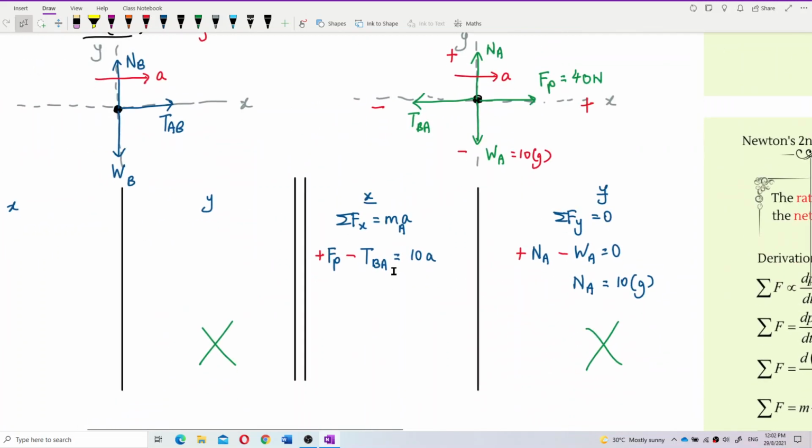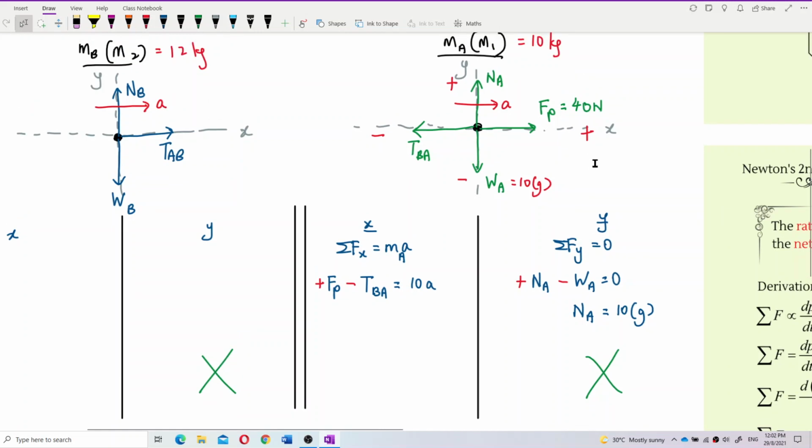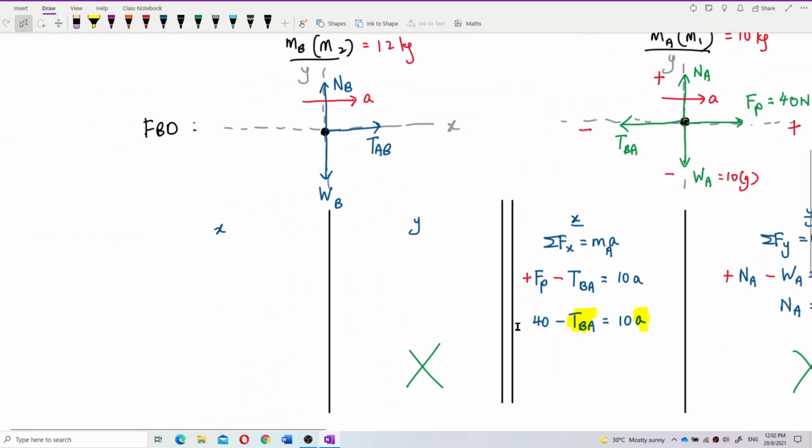Now look at the x component. The pulling force is 40 Newton. So put 40 minus TBA equal to 10A. Okay, so we have two unknowns here: the tension and the acceleration. So we need another equation to solve these two variables.